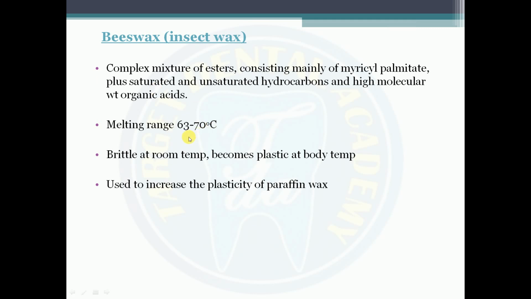Melting range of the bees insect wax ranges from 63 to 70 degrees Celsius. It is brittle at room temperature, and becomes plastic at body temperature. It is used to increase the plasticity of paraffin wax. Basically, every wax has some quality which is being added to the paraffin wax.